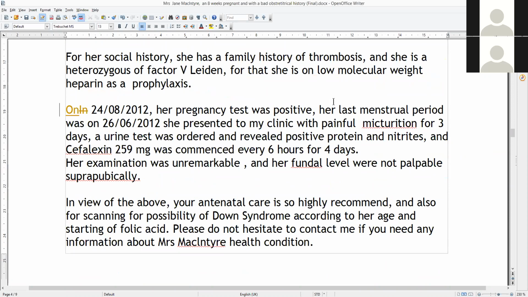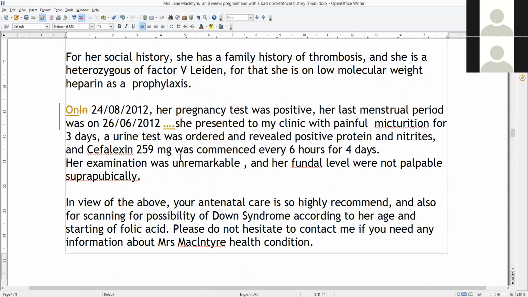Pregnancy test was positive. Her last menstrual period was when she presented. So we need something here. Either end that sentence, start a new sentence. I'm not clear what is going on here. Is this when she presented, or did she present at a different date? No idea what is going on here. No idea what that paragraph, what the sequence of events are. I'm sorry, not clear to me at all.